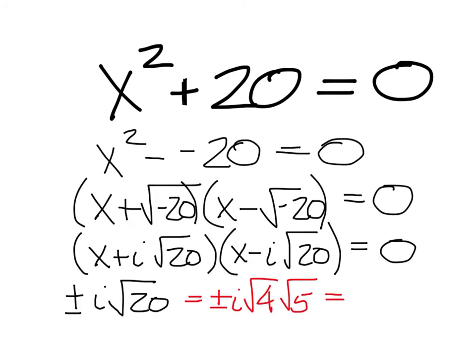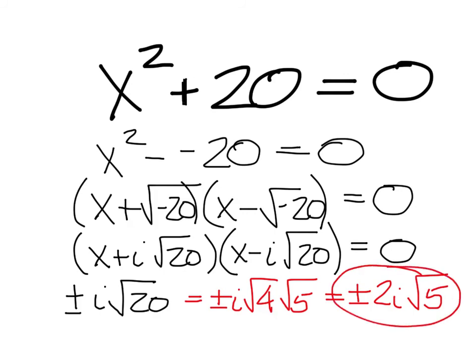And then when you write your final answer, you need the square root of 4, which is 2, and put it to the left of the i, and then your square root of 5. So it's all the same, except when you get down to here. If you have a square root that can be simplified, if there's a perfect square that will divide into the number under the sign, you must simplify that before you come up with your final answer.